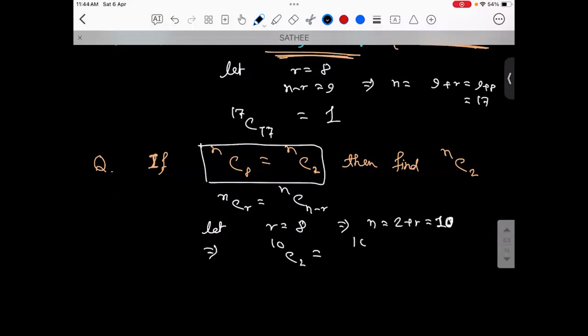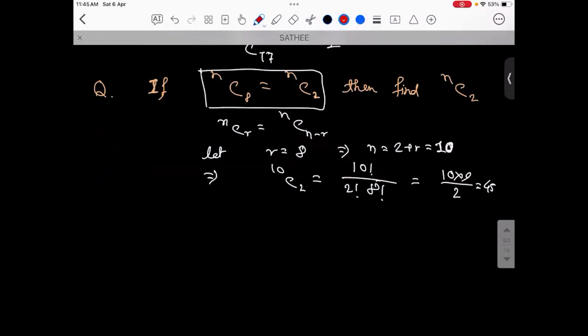10C2, which is equal to 10 factorial divided by 2 factorial into 8 factorial, because 10 minus 2 is equal to 8. So this will give us 10 into 9 divided by 2, which is 45. In just a few lines, we get the answer.